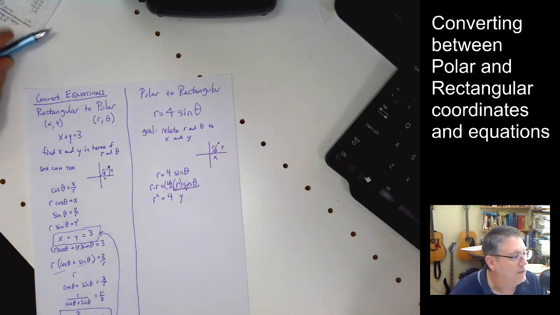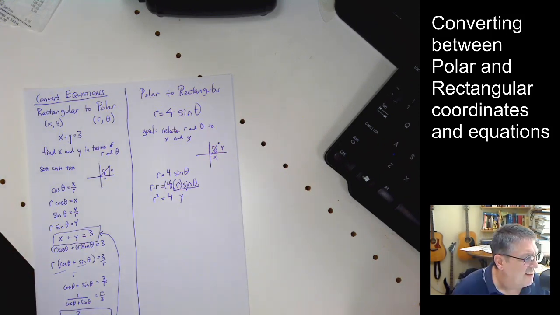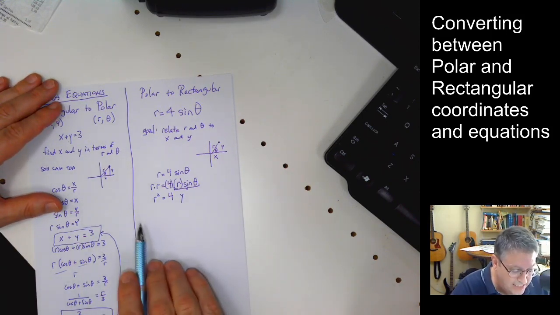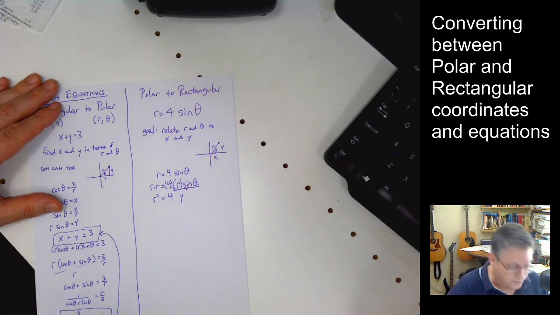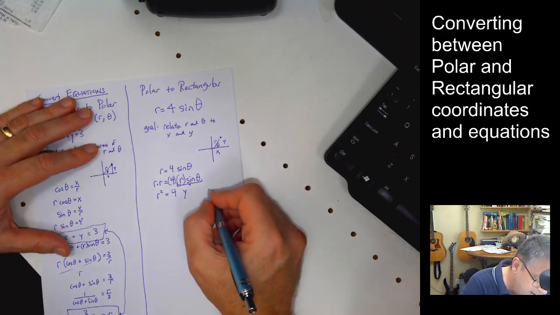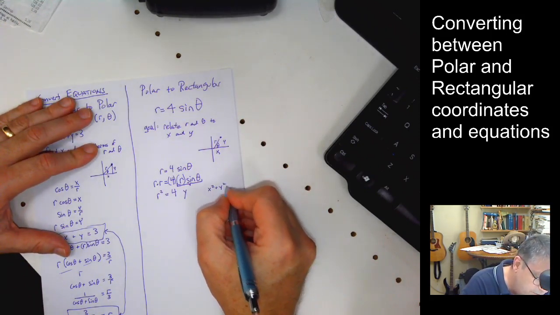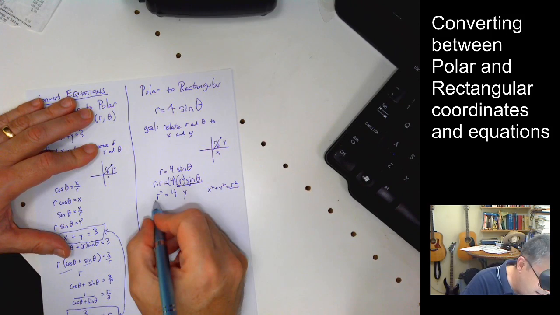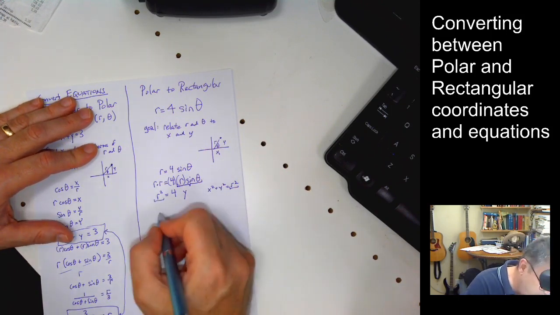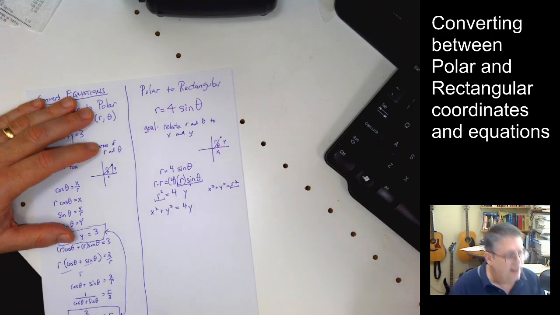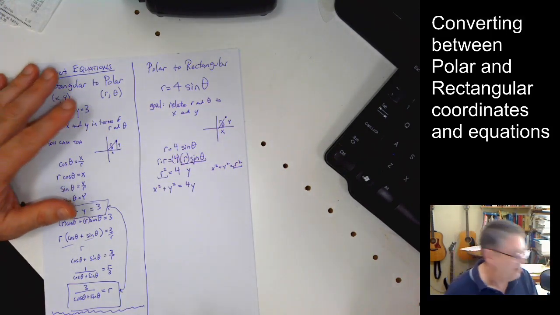I have to pause for a moment. All right, I'm back. So do you know a predefined relationship between x and y and r squared? You do. It's the Pythagorean theorem, right? It's x squared plus y squared equals r squared. And you, my lucky friend, happen to have an r squared right there. So now we have x squared plus y squared equals 4y. And we are two-thirds of the way home already now.